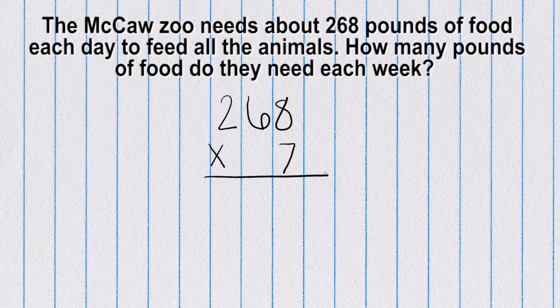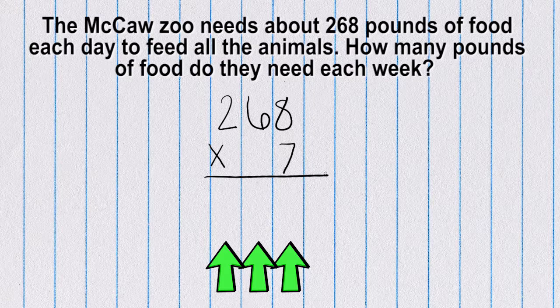A simple way to create these vertical lines is to turn a lined piece of paper vertically. This will aid in the alignment of the digits. Each column represents a different place value. Let's make sure each digit is in the appropriate column. We have the ones, tens, and hundreds.